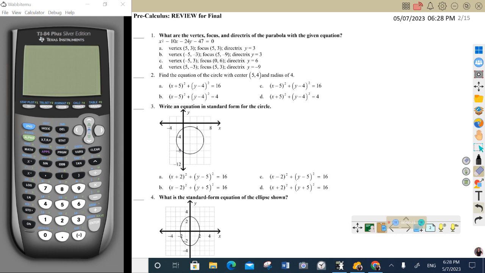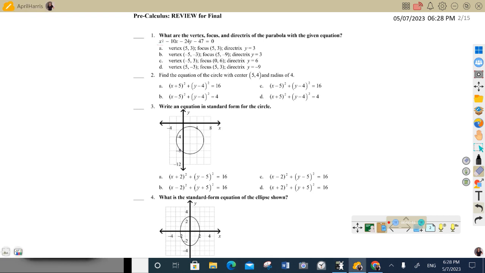Okay, this first section, numbers 1 through 23, is on conic sections, probably the most difficult section of the test. I will be giving you a formula sheet for this. So on number 1, it wants to know the vertex, focus, and directrix of the parabola. We know it's a parabola because only one of the variables is squared.